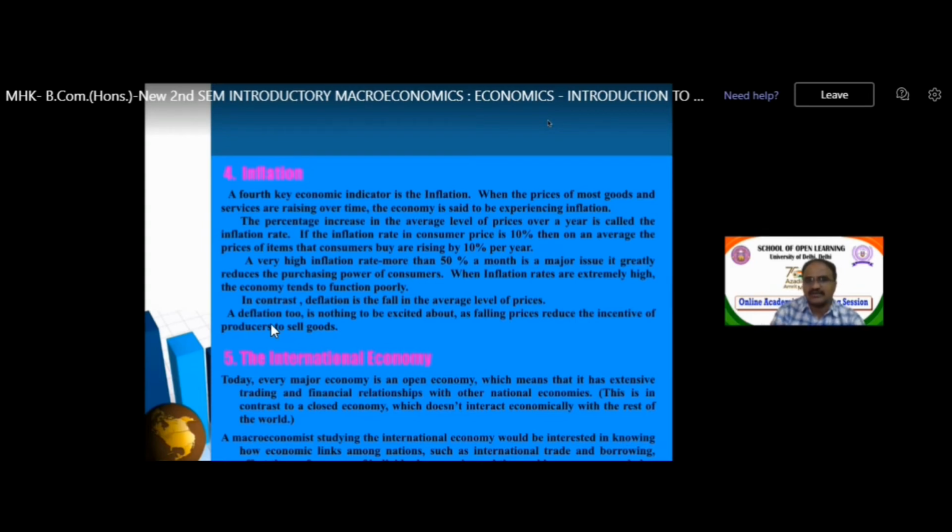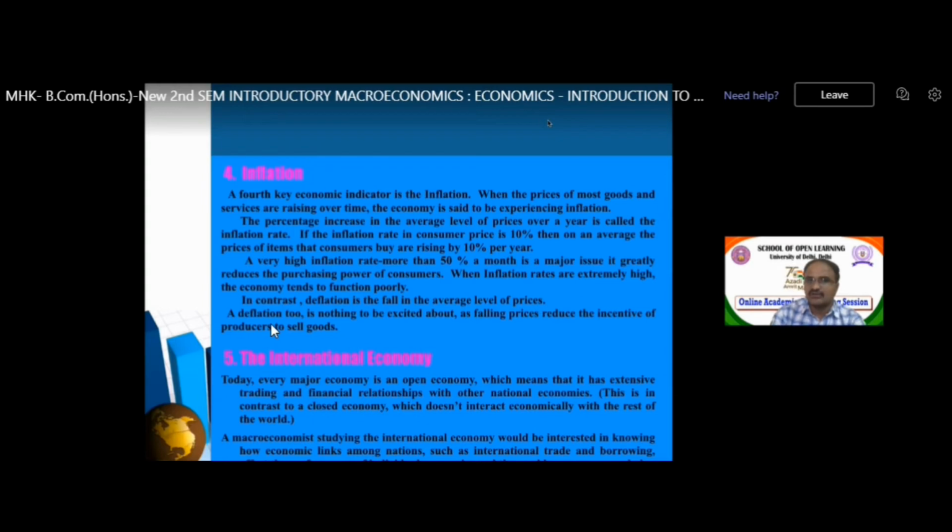What is purchasing power? As consumers increase our purchasing power, our demand for goods and services increases. Whenever we have more income, we can consume more goods, and that will be reflected in an increasing level of prices. If the consumer price inflation rate is 10%, then the average prices of items rise by 10% per year. That means the inflation rate is 10%, and the average prices of the items are also increasing by 10%.